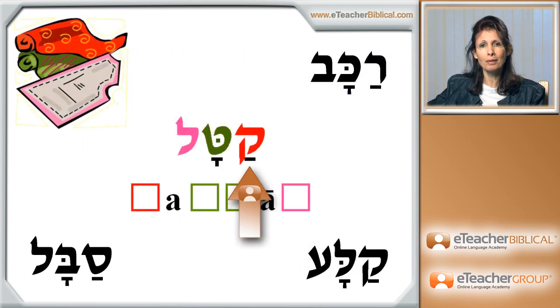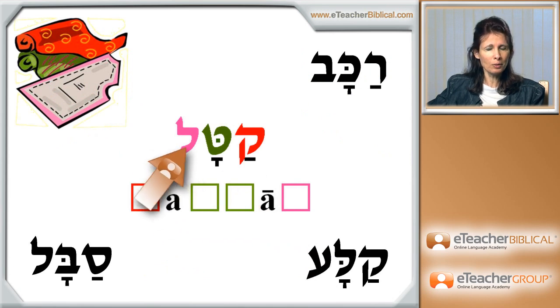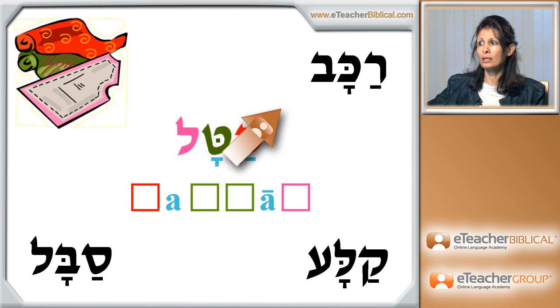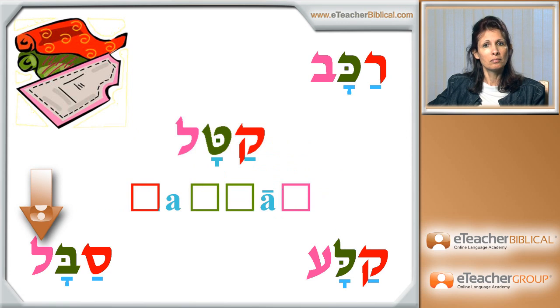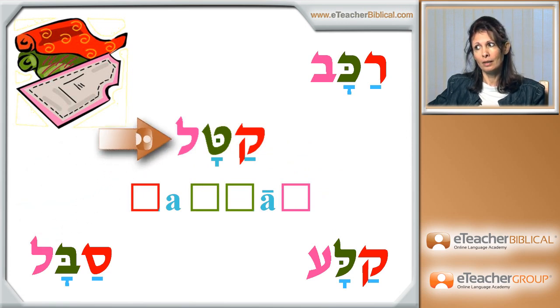You can see here a pattern which is called katal. Katal, for our purpose, means nothing. It's not a word. It just represents the pattern, the a sound. We are going to embed any root, or most of the roots, into this pattern, creating the sound of a, katal. See, rakav, kala, sabal, different words sharing the same pattern this time.